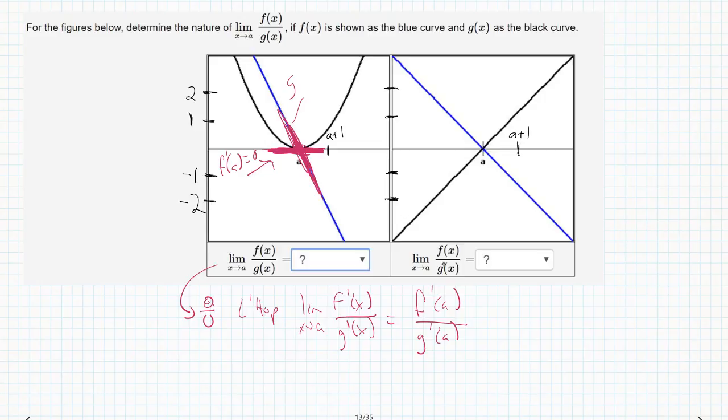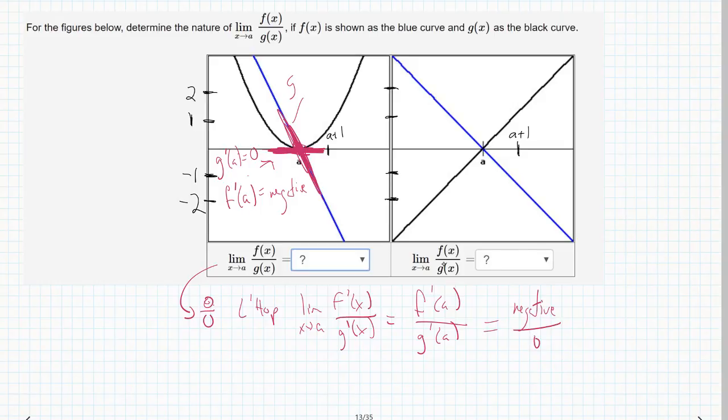oh, I'm sorry, I said f prime of a. F of x is shown as the blue curve, so that's not f prime of a, that was g prime of a equals 0. And then we have f prime of a, which is the blue curve, and we know that's a negative slope. So just keeping that in mind, this would be some negative number over 0.